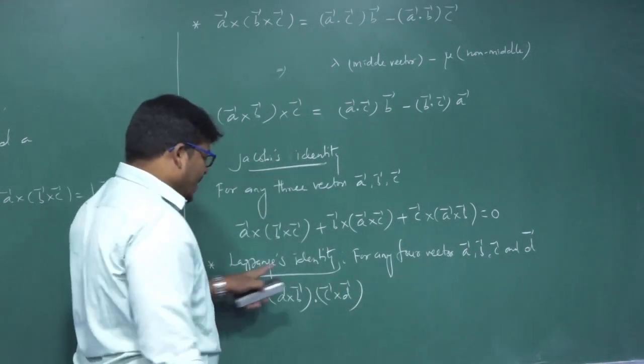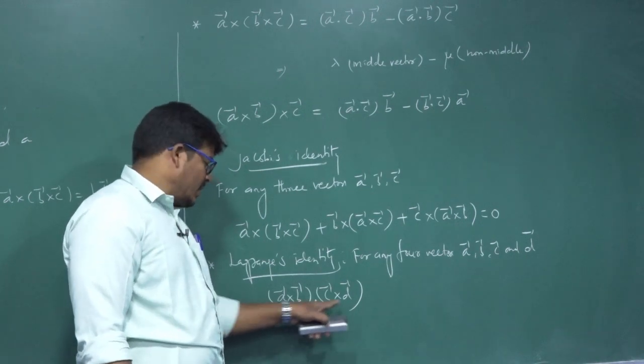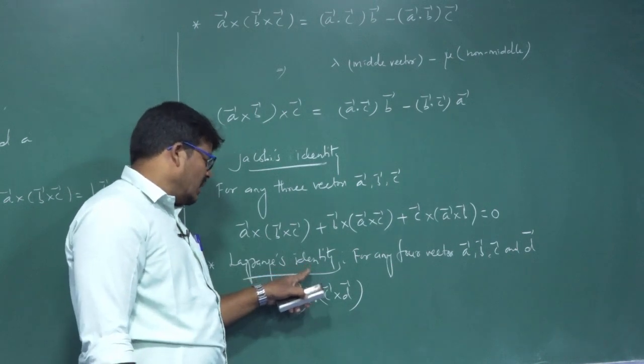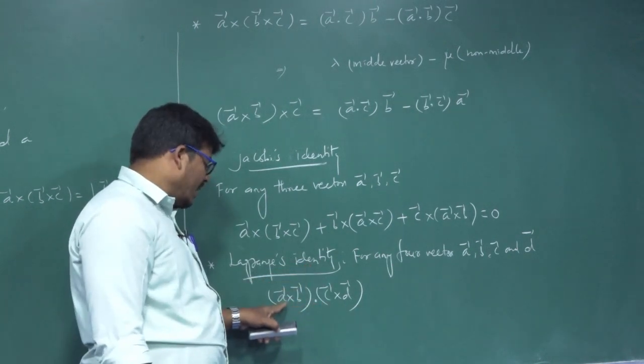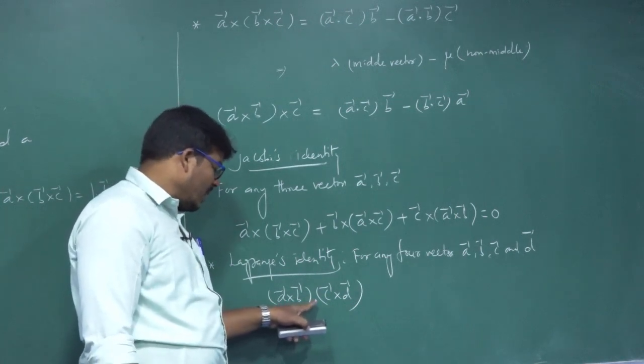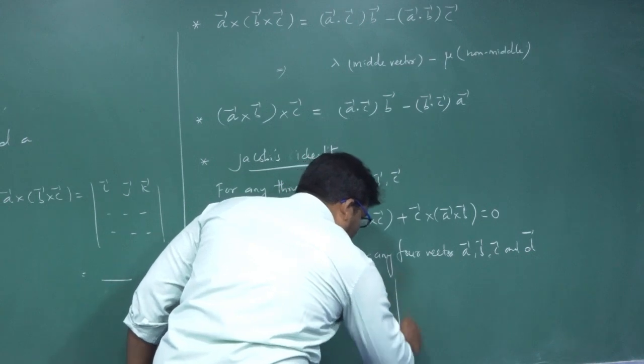That is the Lagrange identity, the scalar product of four vectors: A vector cross B vector dot C vector cross D vector. Now write it in determinant form.